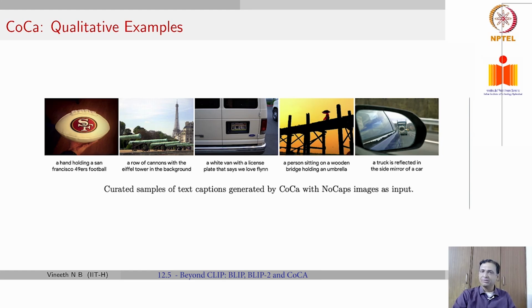Here are some qualitative examples that we are reproducing here. Please do take a look at the paper for more results too. So here is an image and the corresponding caption generated by CoCa: a hand holding a San Francisco 49ers football, a row of cannons with the Eiffel Tower in the background, a white van with a license plate that says "We love Flynn," a person sitting on a wooden bridge holding an umbrella, and so on and so forth.